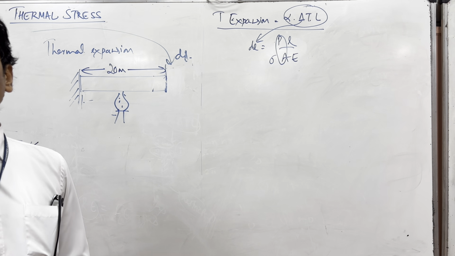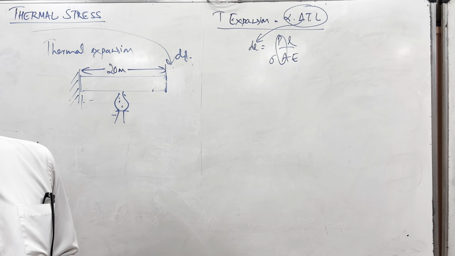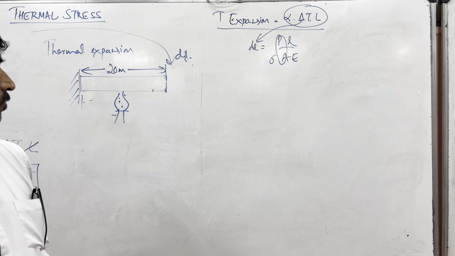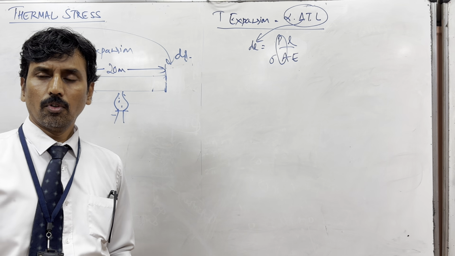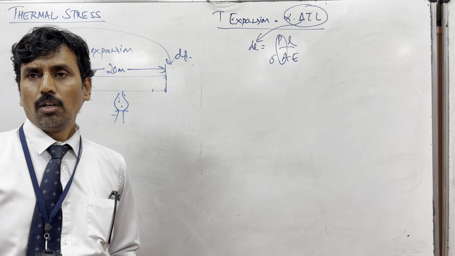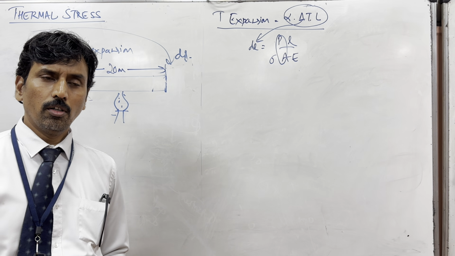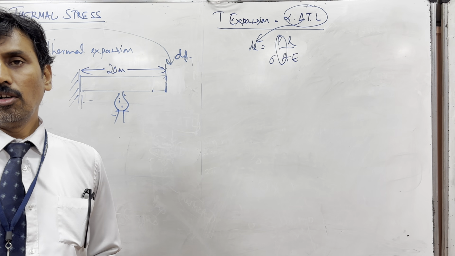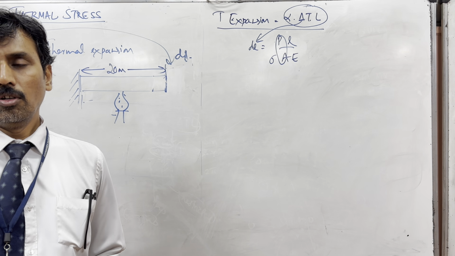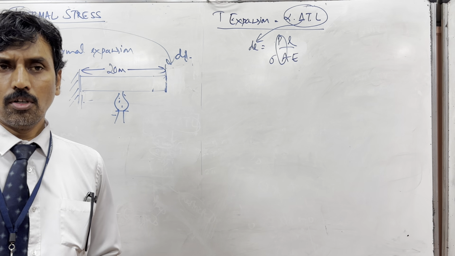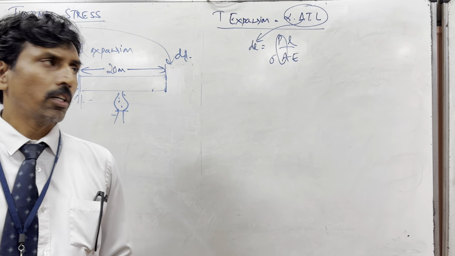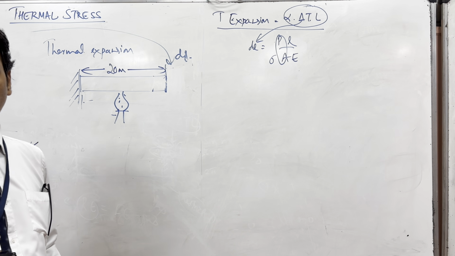Find the free expansion of the rod. Also find the stress if the rod is blocked from both the sides, and all the expansion is prevented.